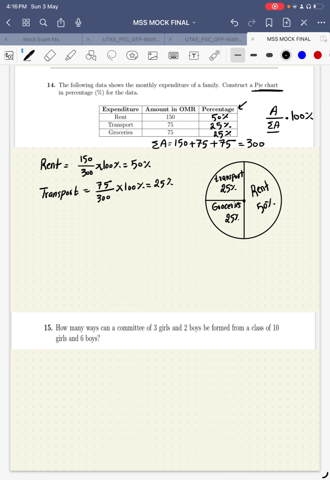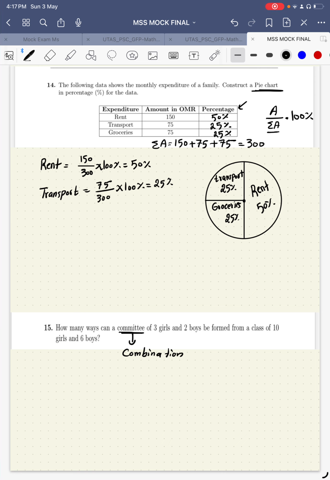How many ways can a committee of three girls and two boys be formed from a class of 10 girls and six boys? So remember, if I have the word committee, it means I'm gonna use combination. Why? Because in a committee, order does not matter. The order is not important. Does the committee change if I say Ahmed and Saeed or Saeed and Ahmed? No, it doesn't change. So the order does not matter, which means we're gonna use the combination.